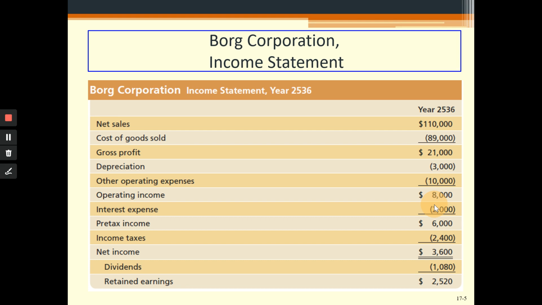liabilities. It was given that the company has taken 10,000 more loan under the head of long-term liabilities. So it's a long-term liability. Maybe they have issued a bond, but they have taken 10,000 in the year 2535, right at the end, on the 31st of December.